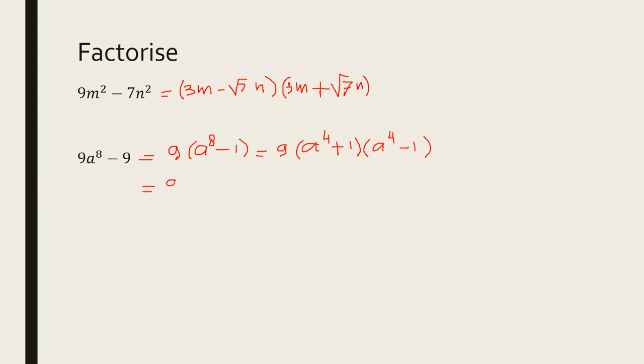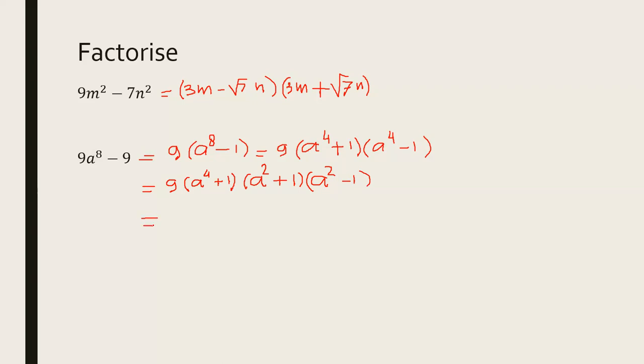Become 9 times a raised 4 plus 1 times, we're gonna factorize these expressions, become a squared plus 1 times a squared minus 1. Simple.